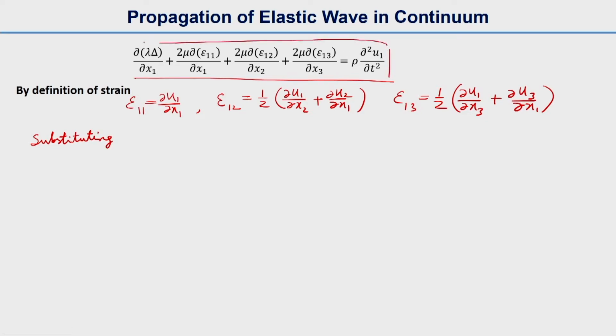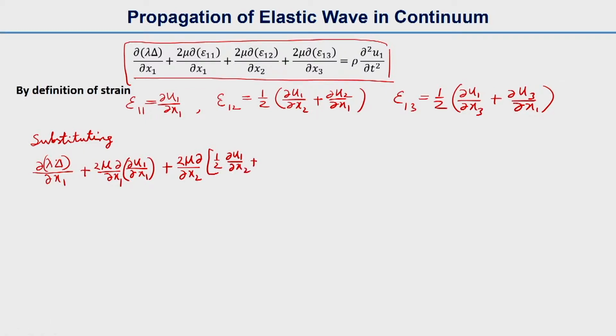Then if we substitute into the above equation, we will find that partial of lambda delta with respect to x1 plus twice mu, now we are replacing epsilon 1 1 with displacement, that is partial of u1 with respect to x1, with respect to x1, plus twice mu partial of the whole thing, half of partial of u1 with respect to x2 plus partial of u2 with respect to x1.